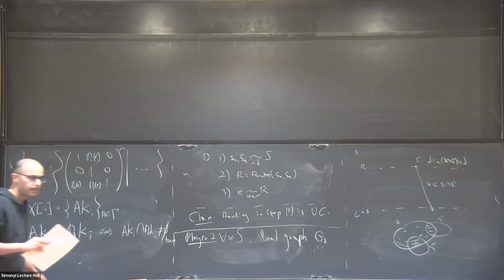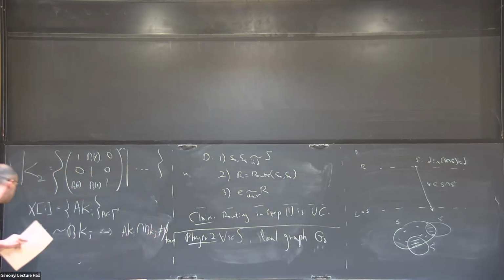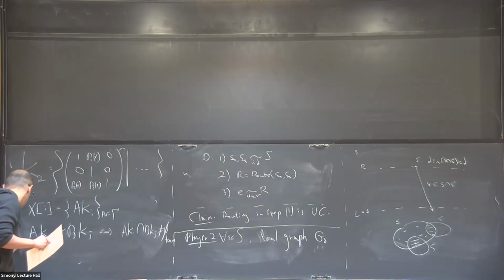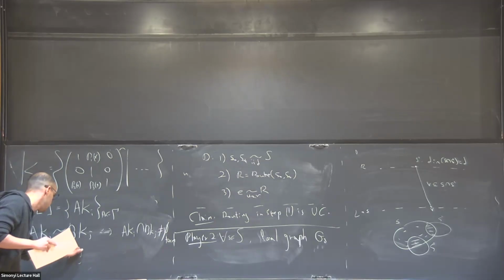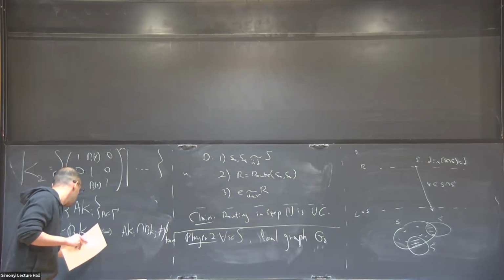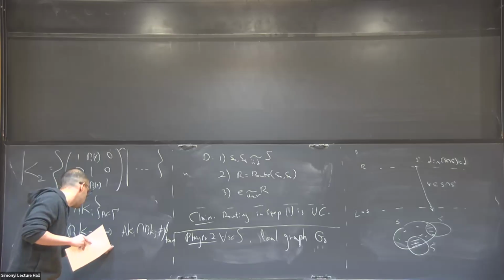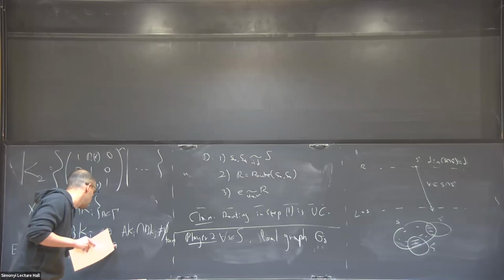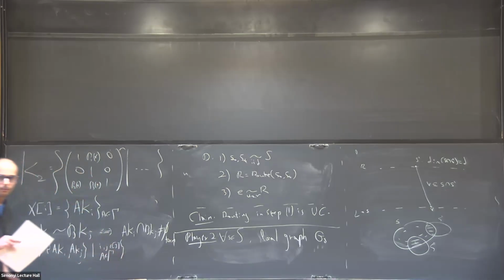intersect non-emptily, and this is equivalent to taking as my edge set all things that look like AKi, AKj, so two cosets translated by the same element, where i and j are distinct, and A is an element. Not that it's too important. So this is the definition of X.